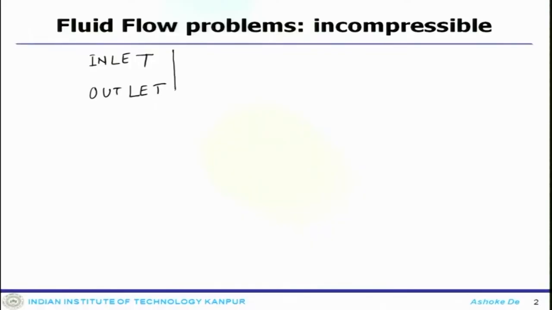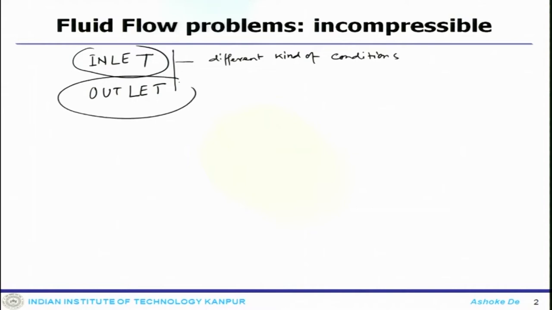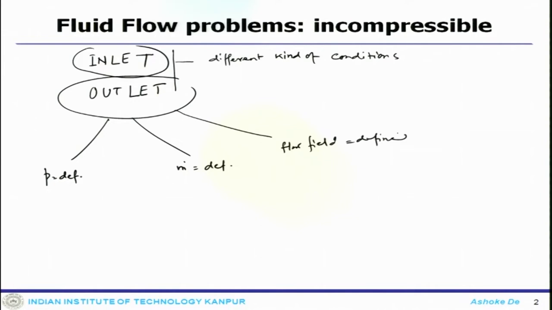So what we have done is the inlet boundary condition, and under that umbrella, different kind of conditions, and now today we are going to look at the outlet boundary condition. So the outlet boundary condition could be also of different type, in the sense, it could be static pressure defined, it could be mass flow rate defined, it could be flow field defined. So there are different ways one can actually define the outlet boundary condition.